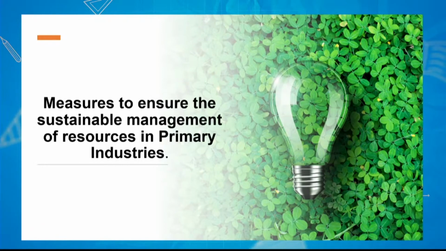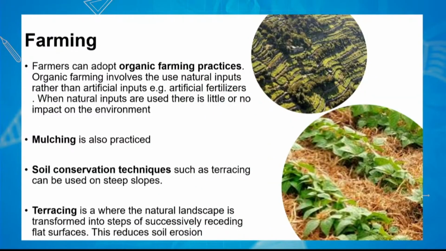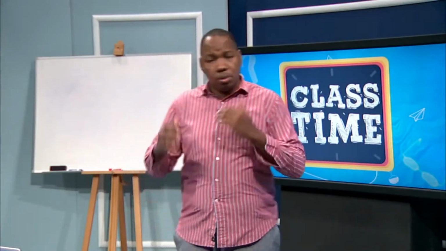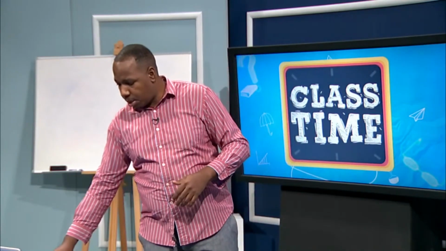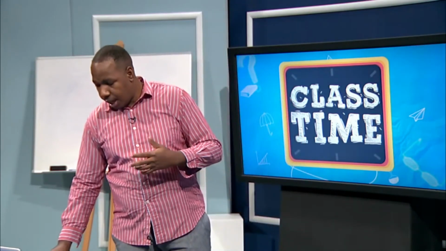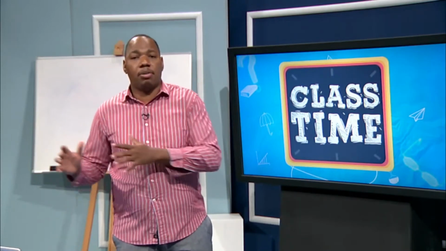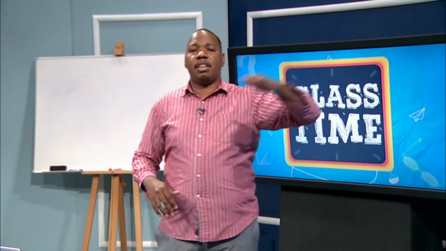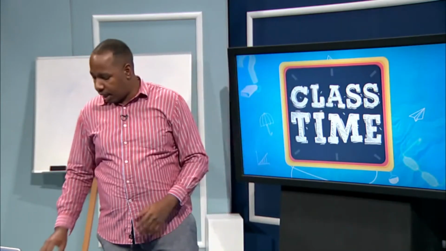Now, you have various measures that have been put in place to ensure that these industries are a little bit more sustainable, right? Because of course, if we're extracting, we are essentially damaging our environment, especially if we're dealing with non-renewable resources. And some of the practices that have been put in place in farming would be things like organic farming, where they don't use chemical fertilizers. They use things like manure. They'll use mulching. They'll use various soil conservation techniques, like when they arrange the land into a series of steps to facilitate soil conservation and limit erosion.